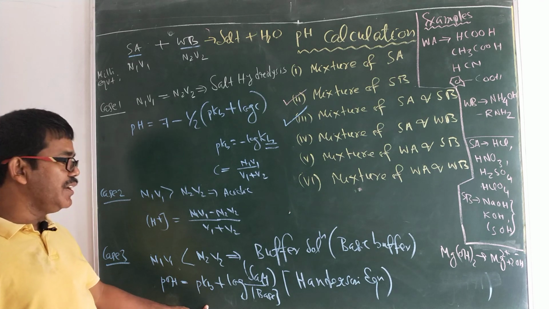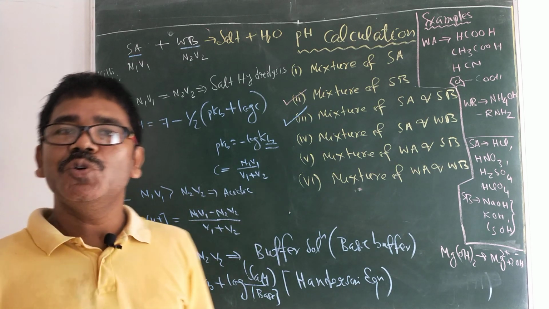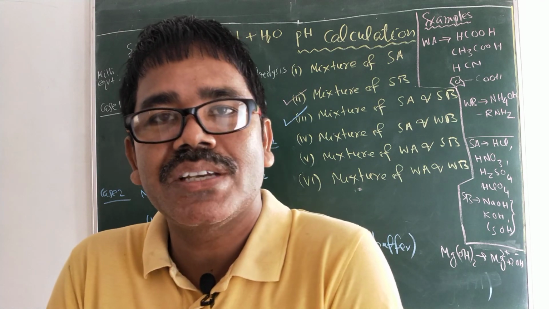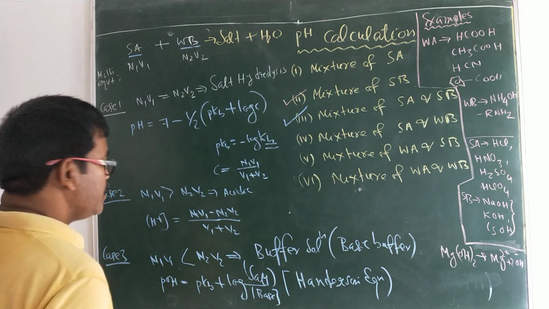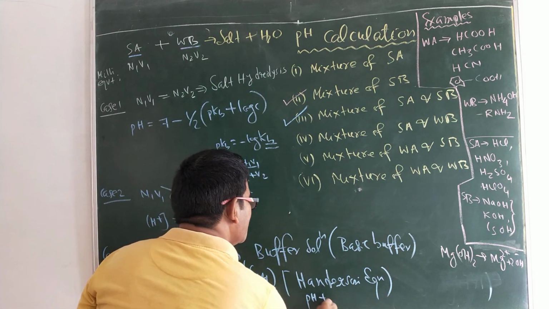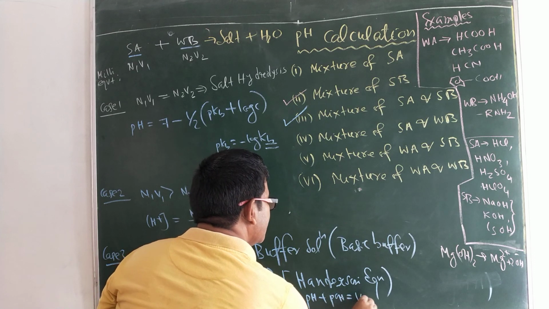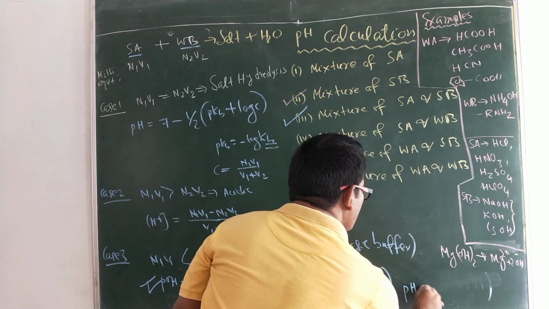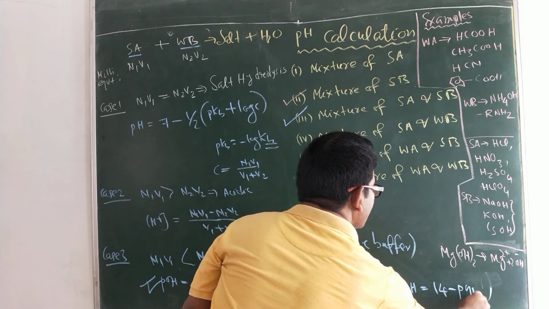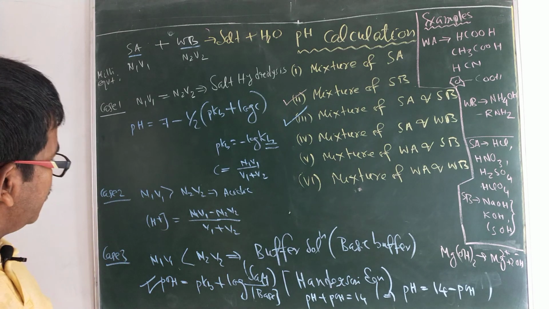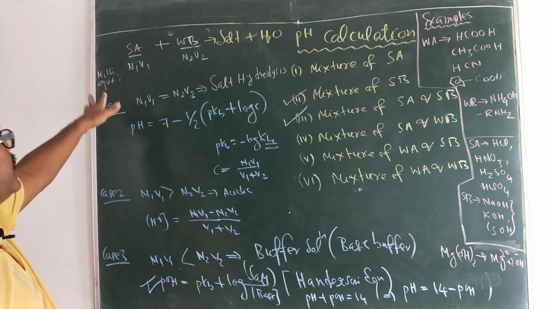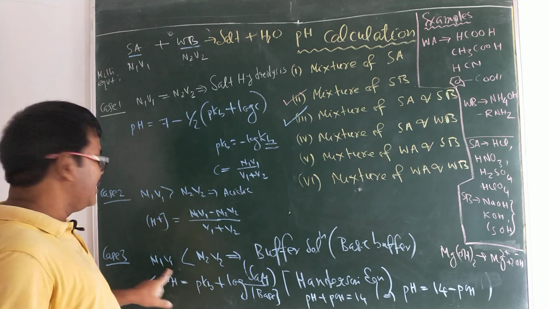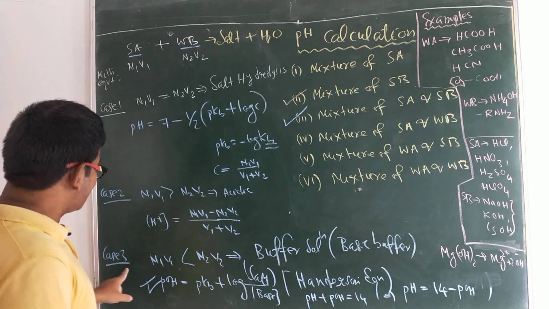Once pOH is calculated, we know pH plus pOH is equal to 14. Therefore, once we calculate the pOH, we can calculate the pH by subtracting from 14. pH will be your 14 minus pOH. This is how we can calculate the pH for a mixture of strong acid and weak base, provided milli equivalent of the weak base is higher than the milli equivalent of the strong acid. This is the case 3.